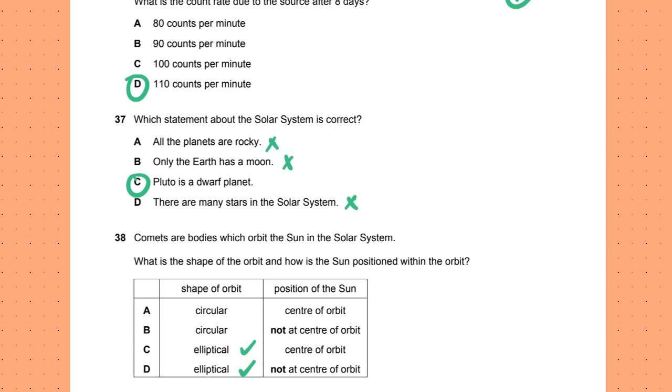And if you think about the orbit, in this case, the sun is not at the center because it's an ellipse. It's not like a circle. There is no one center. There are two foci. There are two focuses basically. So sun is not at the center of the orbit. That's the bottom line. So it's D.